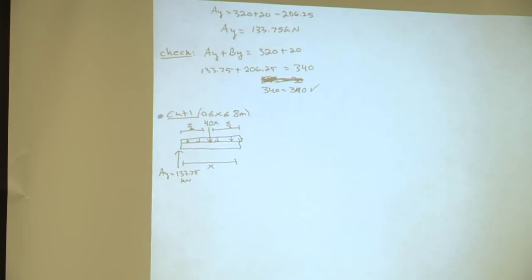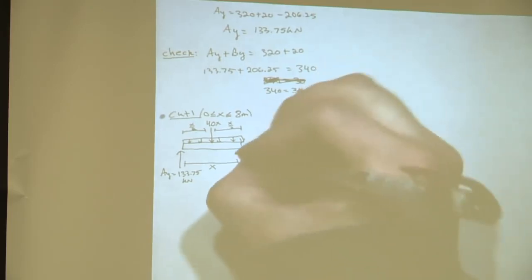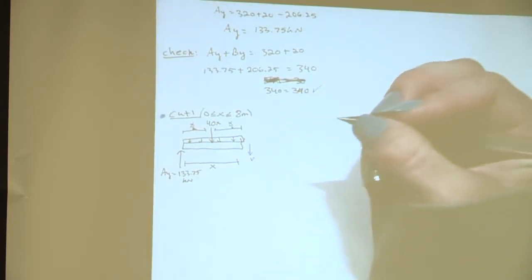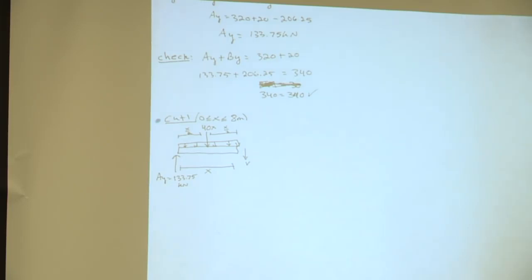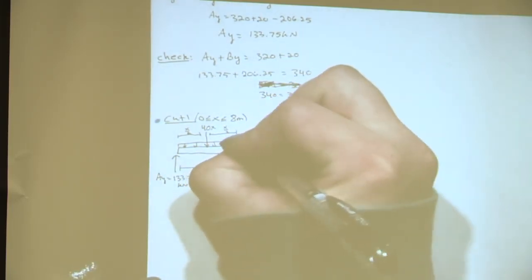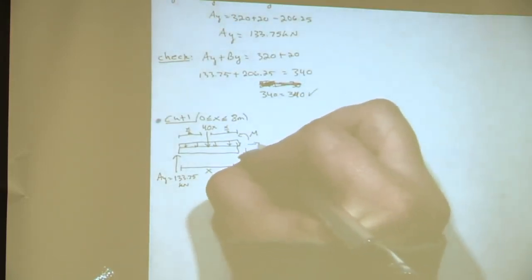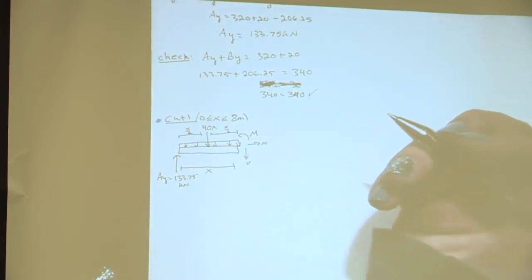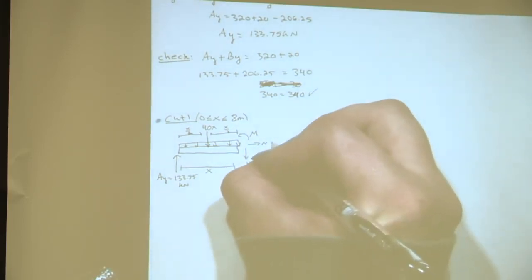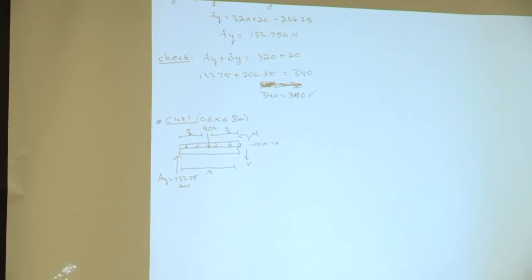So what is positive orientation for the left cut section for shear, up or down? Down. Awesome, so down. Let's call that V. What about moment? Awesome, so counterclockwise. And what about normal force? So normal force to the right, and what is the normal force equal to? 0. Equal to 0, so we can just leave that there.